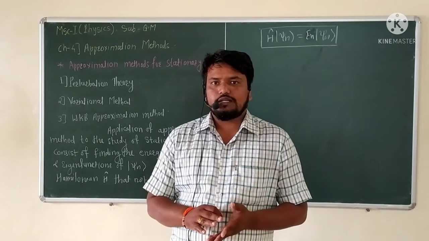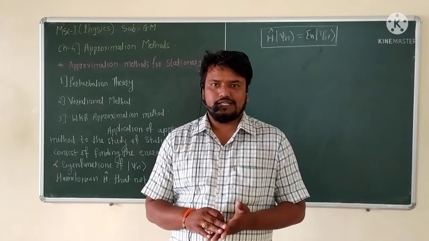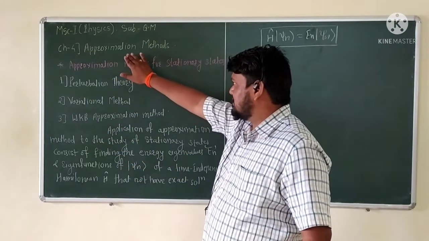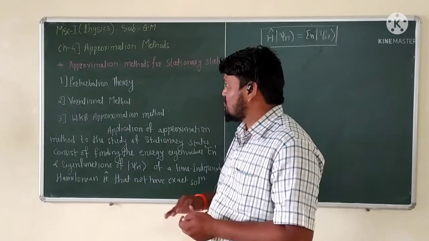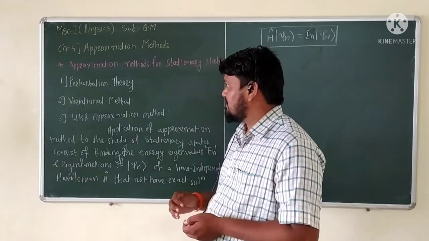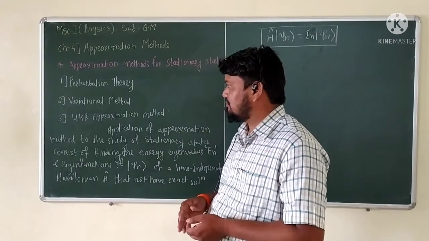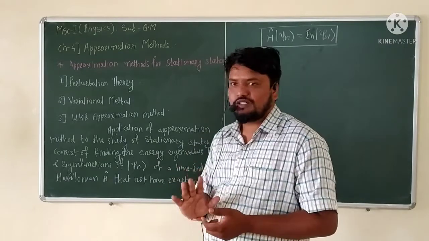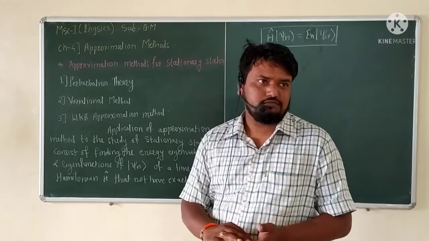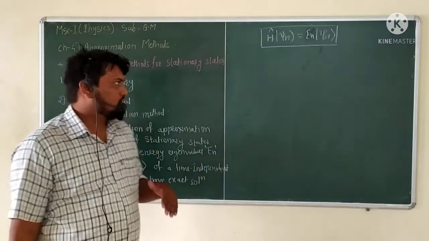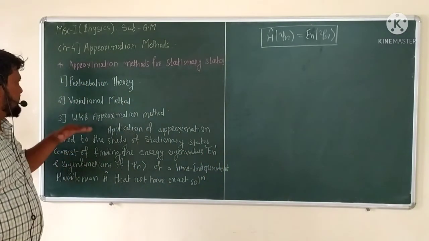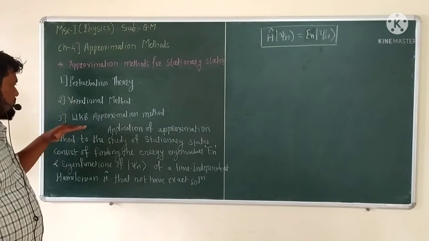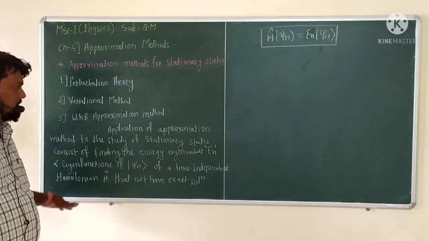Today, welcome to the lecture series in quantum mechanics. Our new chapter, chapter number 4, is the approximation methods for stationary states. This consists of three theories: the perturbation theory, the variational method, and the WKB approximation method.